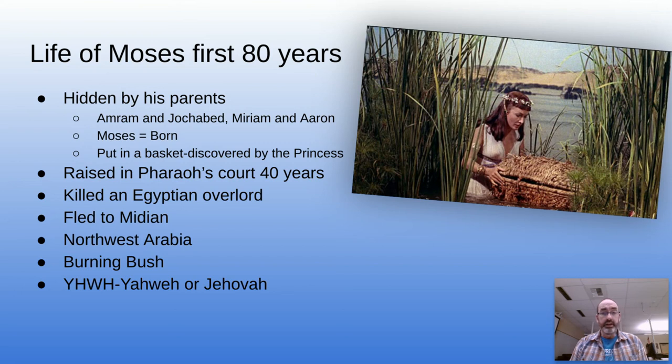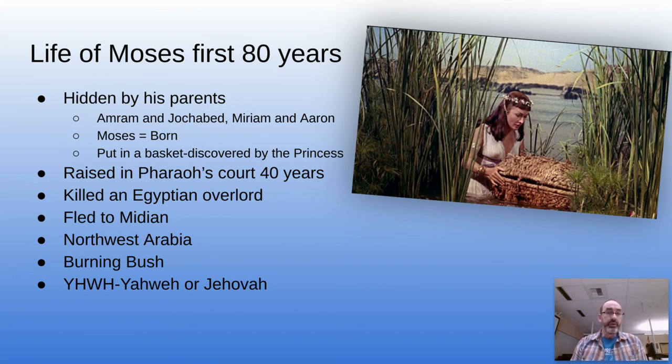And since she is not a natural mother, she has to hire a wet nurse, which is Jochebed. So Jochebed works as Moses' mom, and she trains him in the Hebrew ways. But when he gets to a certain age, he is returned to the Pharaoh's daughter, and he's raised in the court of Egypt for about the first 40 years of his life.